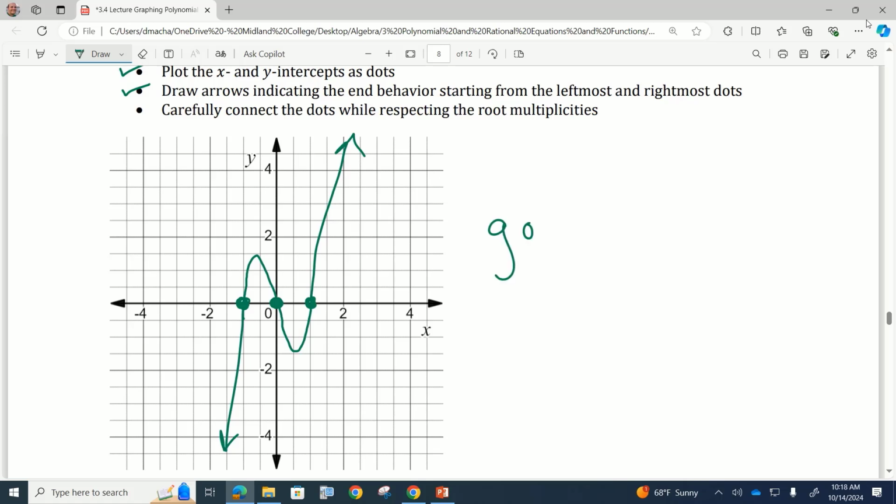This might not be very precise, but for our purposes, this is going to be good enough. I say this is good enough because I know I got the roots right, I know I got the multiplicities right, I know I got the y-intercept right, and I know I got the end behavior right. I don't care what else happens. This is going to give me the right shape of the graph, and all of the important points are plotted correctly.